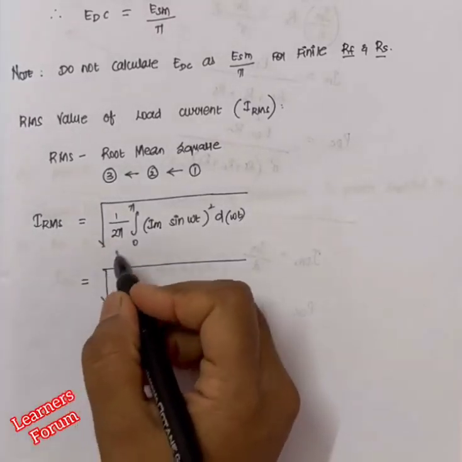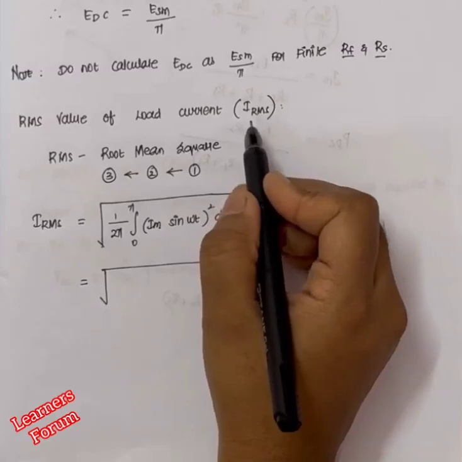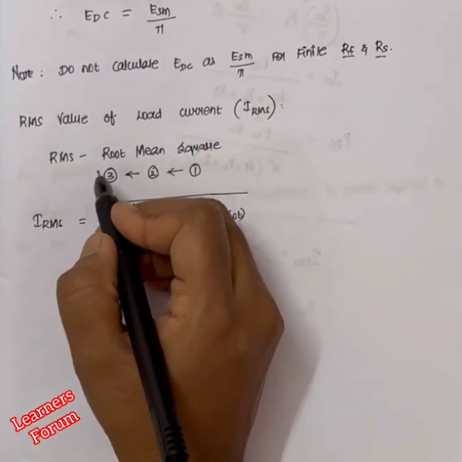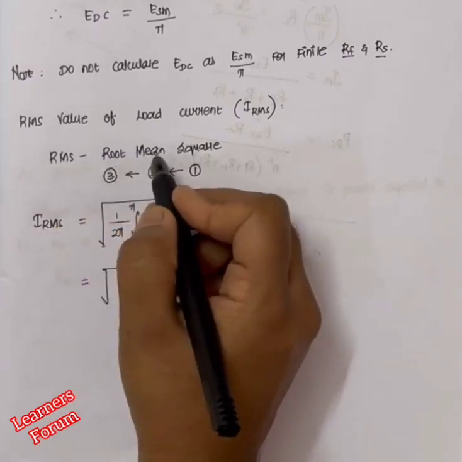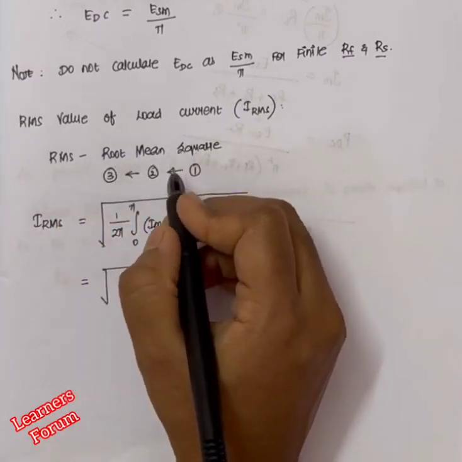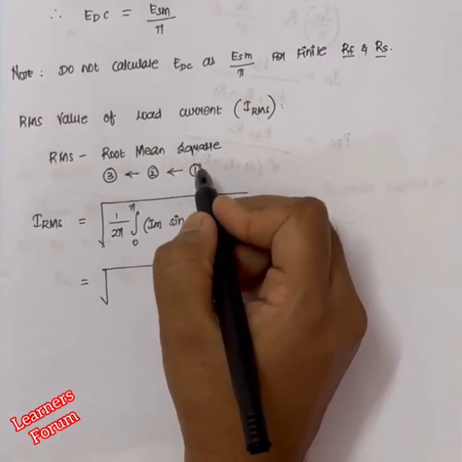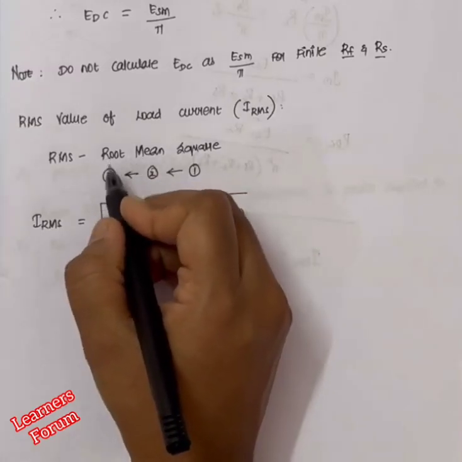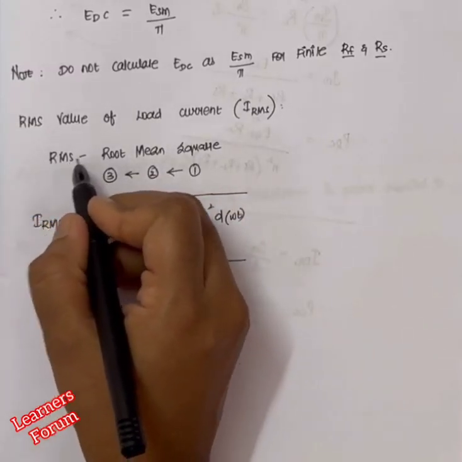Next parameter is the RMS value of load current, that is IRMS. Before starting with the actual value of IRMS, let us first discuss what RMS is in basic terms. RMS refers to root mean square. If you are supposed to find the RMS value of a particular parameter, you have to take the square of the signal first, then take the mean, and then take the square root. This is the order to find the value of RMS, which is root mean square.